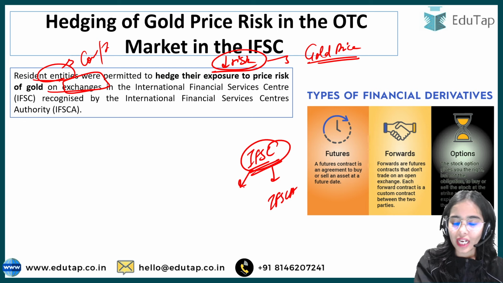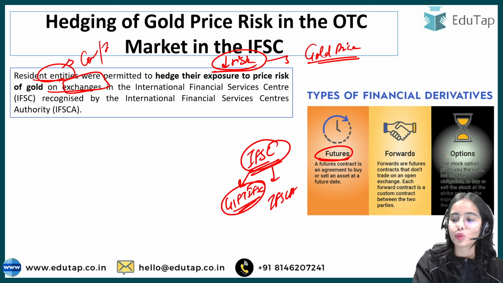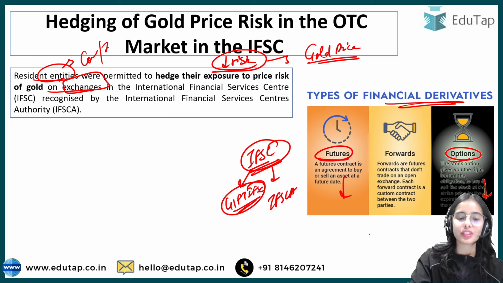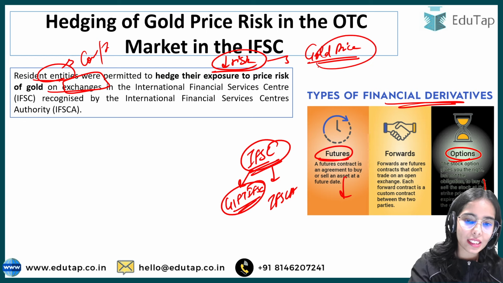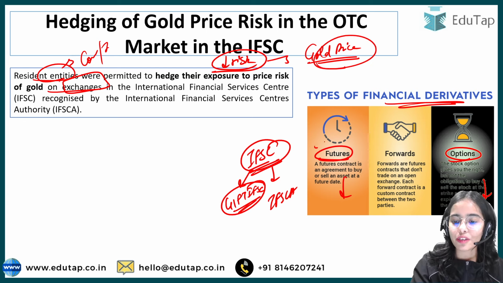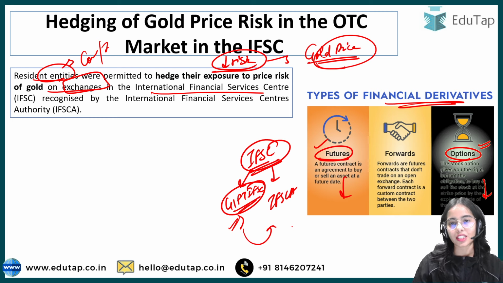So we have only one IFSC in our country, that is the GIFT IFSC. In that, the exchanges that are present use futures and options, because futures and options are the financial derivatives that are traded on exchanges. So resident entities, that is the companies, the jewelers, were permitted to reduce their risk of the gold price on the exchanges using the futures and option derivatives in the GIFT IFSC.